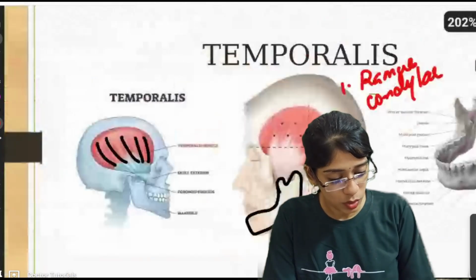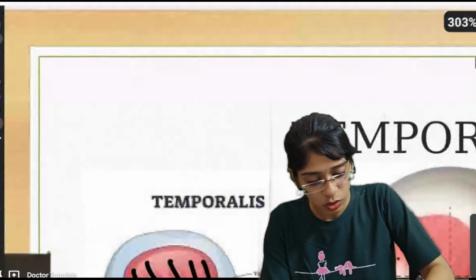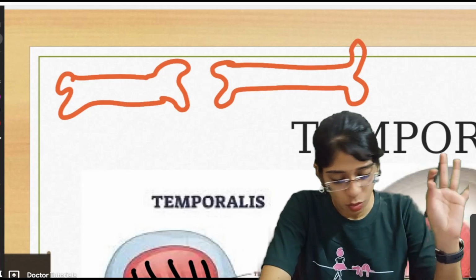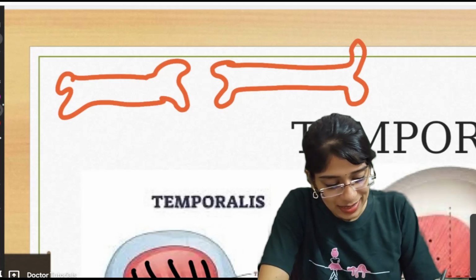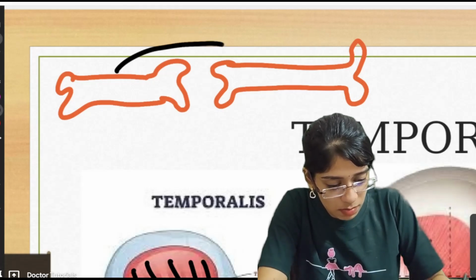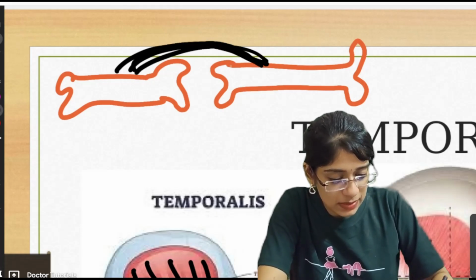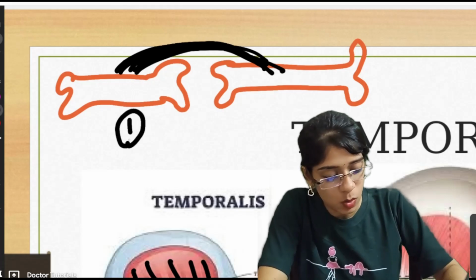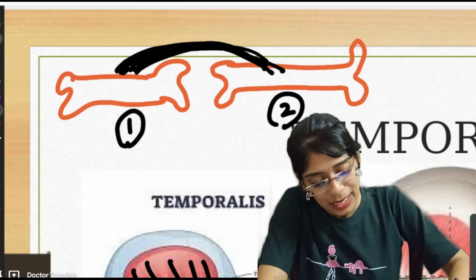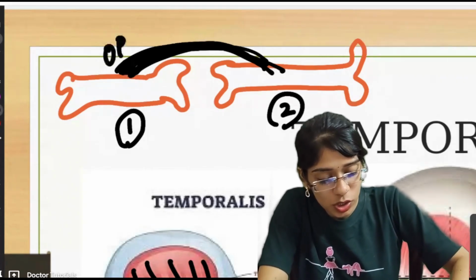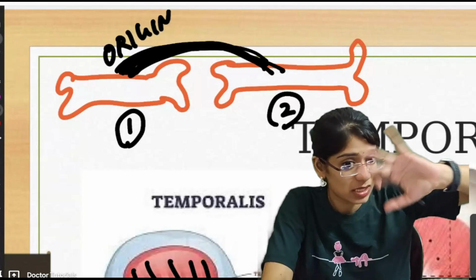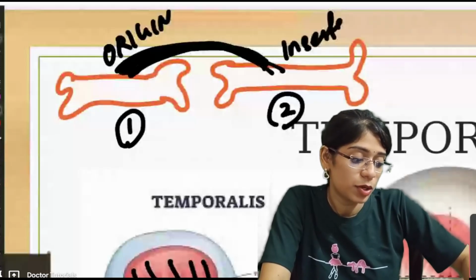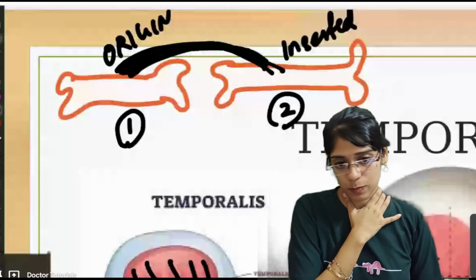This much you understood. Now look here, guys. I'll draw two bones here. Okay, now I have drawn two random bones, and then I am drawing one muscle connecting these two bones. This is bone number 1, this is bone number 2. Bone number 1 is the origin of that muscle, the muscle starts from there, and this muscle is inserted into bone number 2.